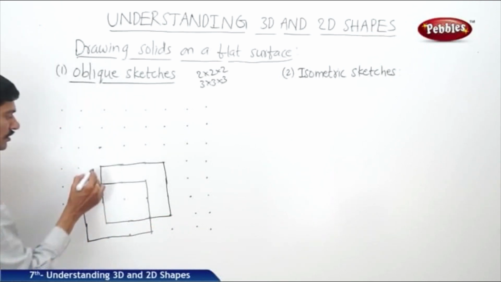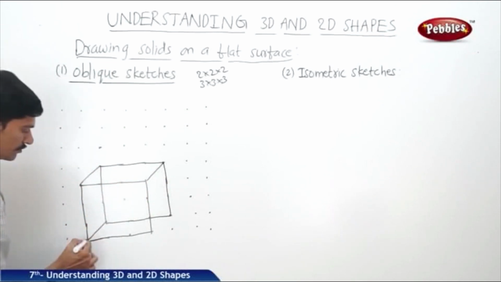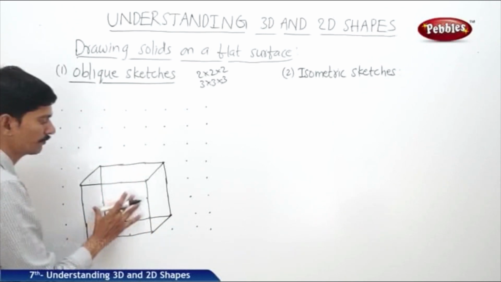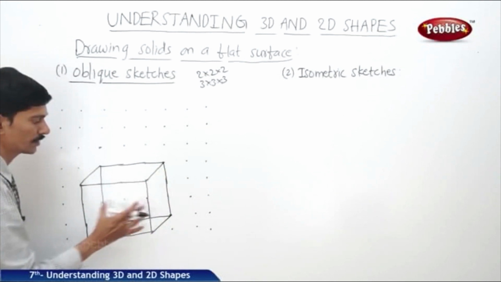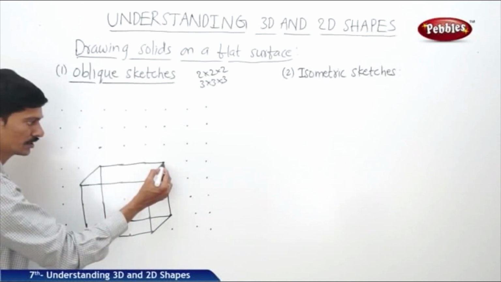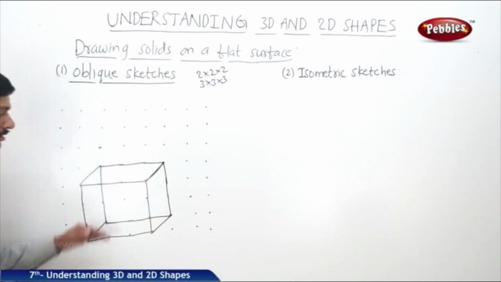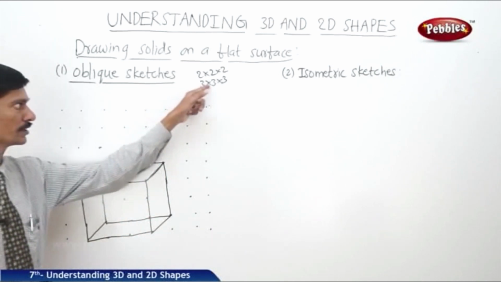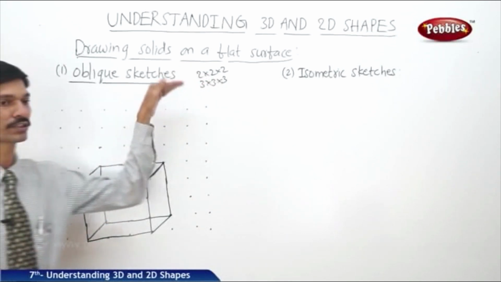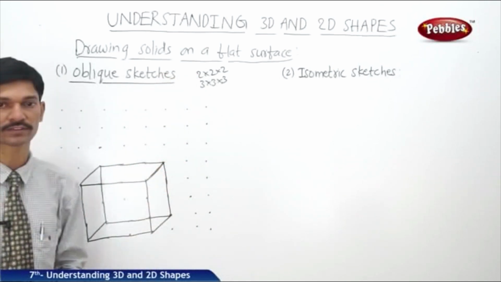Now let us join the vertices, the corners. As the front face and the back face have the same dimensions of 3 centimeters each side, but this edge, of course, is not of the same length of 3 centimeters, still we are able to recognize this as the 3 by 3 by 3 cube. So in this way we can show any solid shape, not only the cube, we can even show cuboids or any solid object on the flat surface.